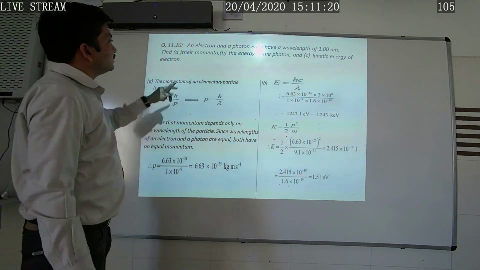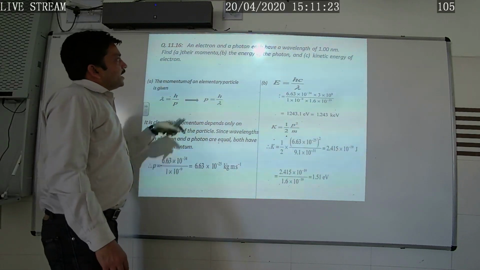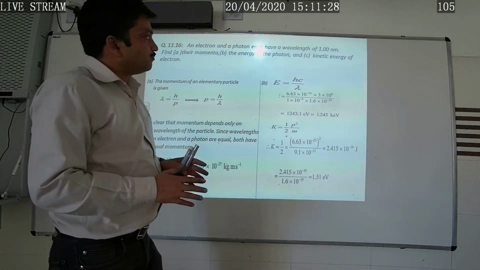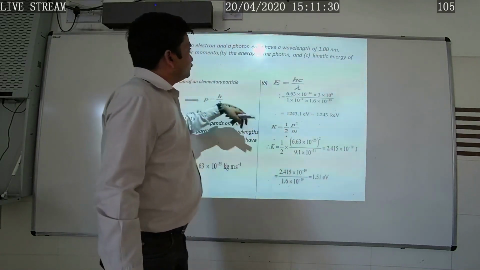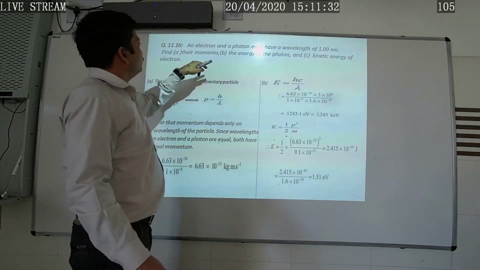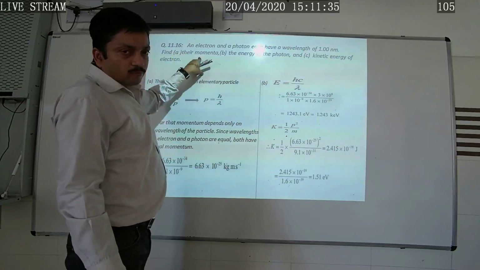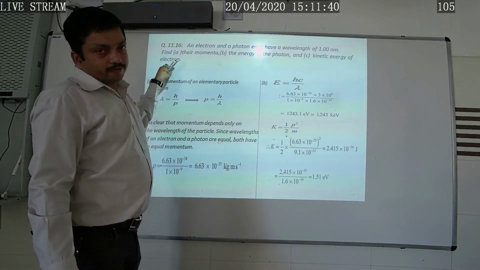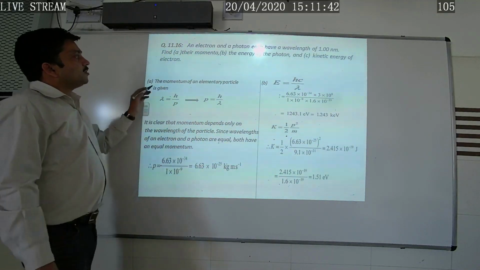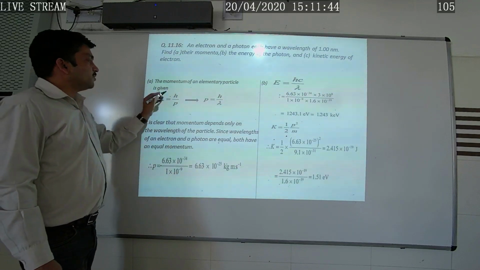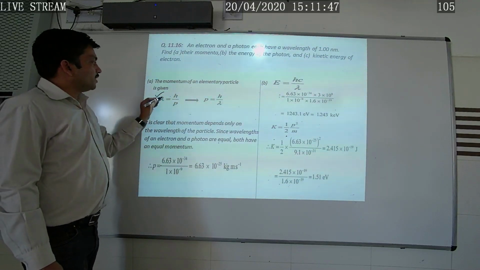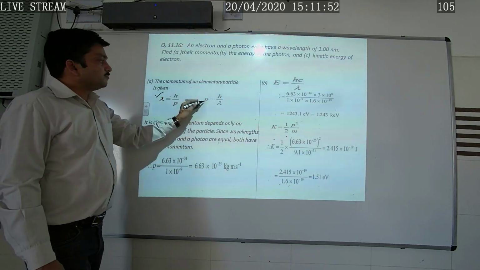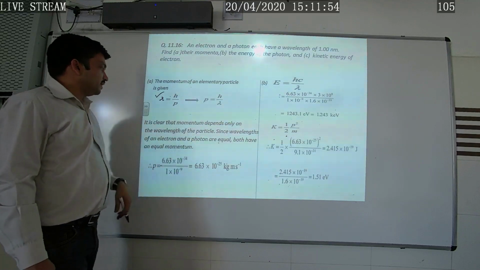Question 11.16. In this question, an electron and a photon each have a wavelength of 1 nanometer. The wavelength is given, they have the same wavelength. We have to find their momentum, the energy of the photon, and the kinetic energy of the electron. As we know, wavelength is associated with material particles, lambda equals h by p, which implies momentum p equals h by lambda.